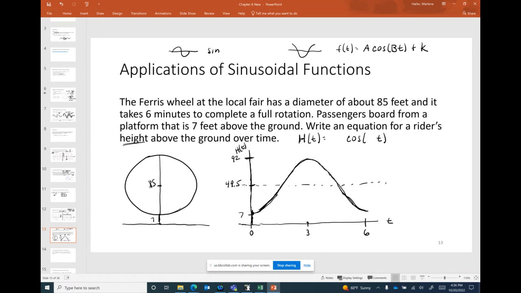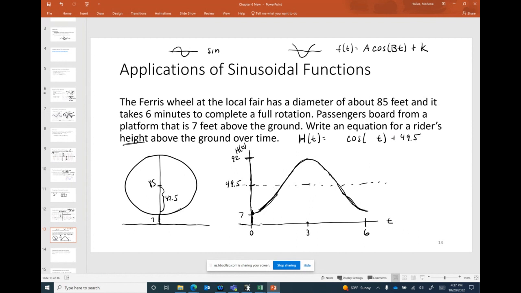The radius here is half of 85, right, which is 42.5. And that's the midpoint on my graph, the midline, sorry, on my graph, right? But on the vertical axis, I got the 42.5, I have to add the 7. So that's how I get the 49.5, all right? So there is my midline. I want to say plus 49.5. What's the amplitude? Now I've got the midline.